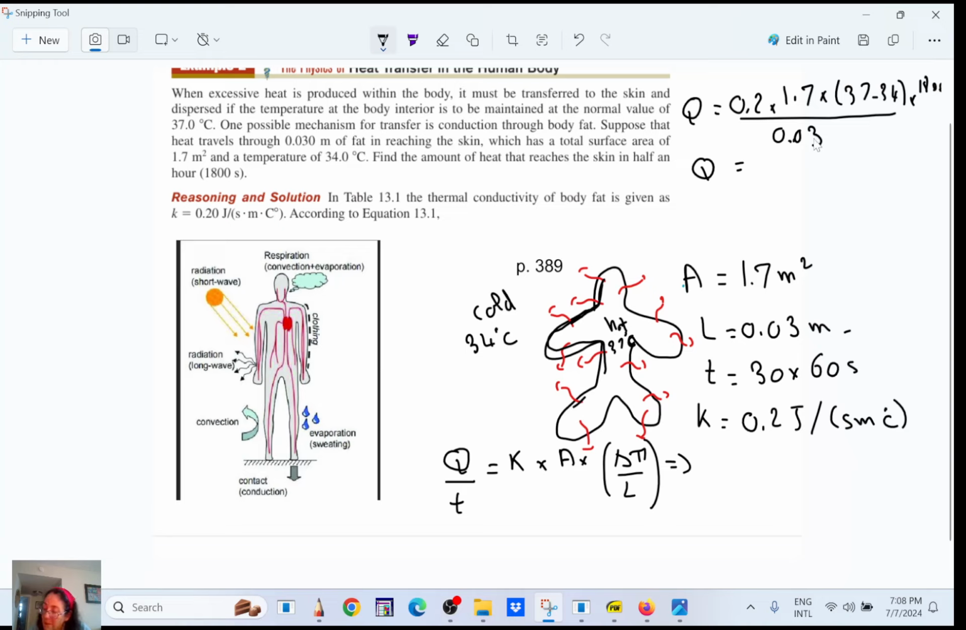I don't know if I did it right. I'm missing something. The area. No, it's good. And if you do that, you get 6.1 times 10 to the 4 joules.